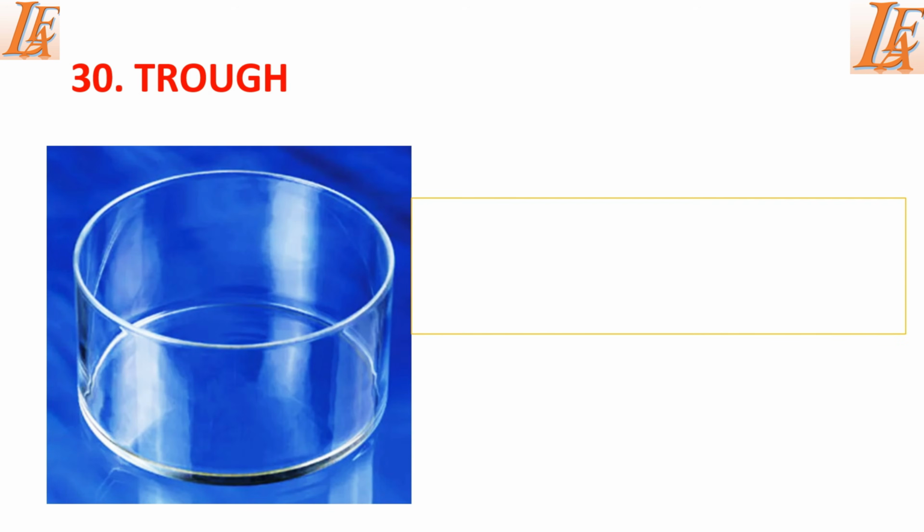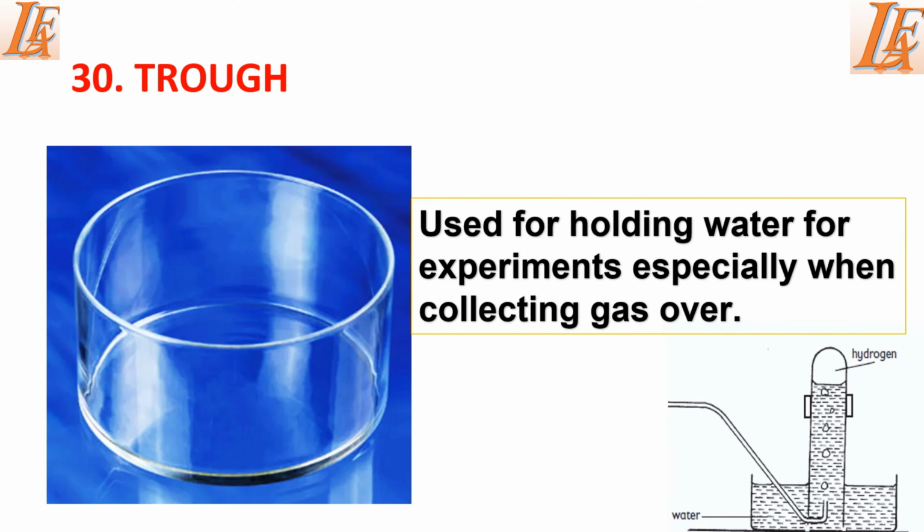Another one is a trough. A trough is a wide open container, usually made of glass. Sometimes it can be made of plastic, and it's used to hold water or other liquids. Now in the lab, most of the time it is used for holding water in experiments, especially when you are collecting gas over water. Like in this case, if we want to collect hydrogen gas, you collect it by the over water method, and the trough, this is what we call a trough down here, is used to hold the water during this experiment.